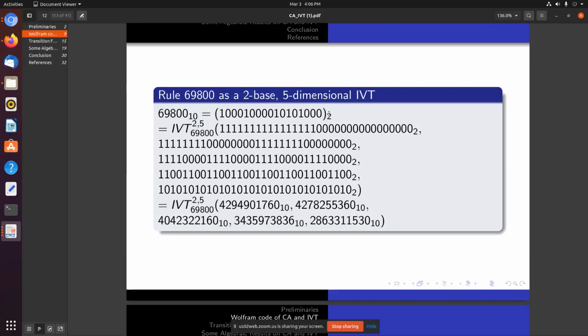Okay. Thank you, Shreya. I mean, I can treat any natural number. For that matter, IVT is dependent on any natural number. So that can be any base, any dimension. Okay. Thank you, Shreya.